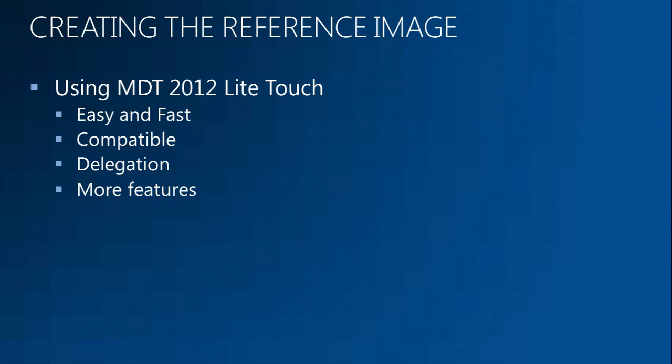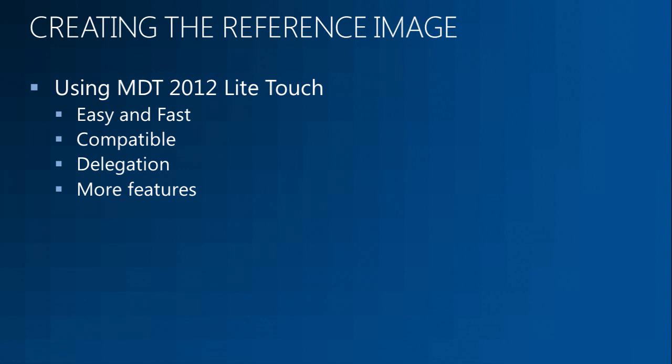And I recommend you guys, as a first option, don't use Config Manager to create Config Manager reference images. Use Lite Touch to do it. Why? Well, first, it's quicker. It's about twice as fast. And the point is, the image that you get is very compatible. You can use that with anything. You can use that with third-party deployment solutions. You can use that with VMM libraries, the Virtual Machine Manager. You can use it with any deployment solution known to man today.